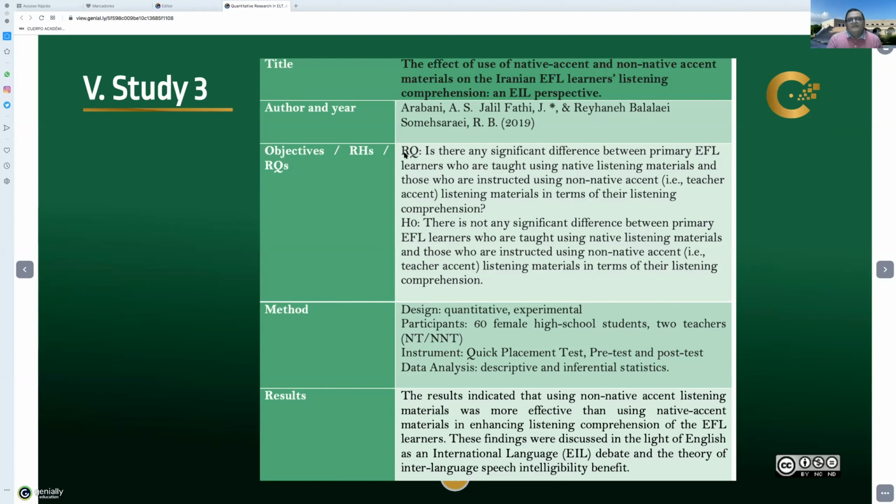Well, they stated one research question. Again, is there any difference between primary EFL learners who are taught using native listening materials and those who are instructed using non-native accent, in other words, teacher accent, like mine, listening materials, in terms of their listening comprehension?